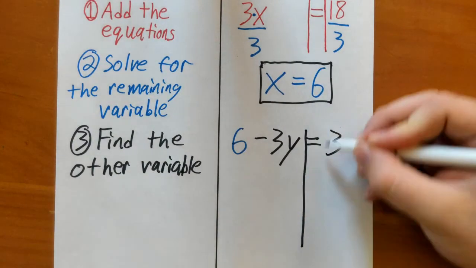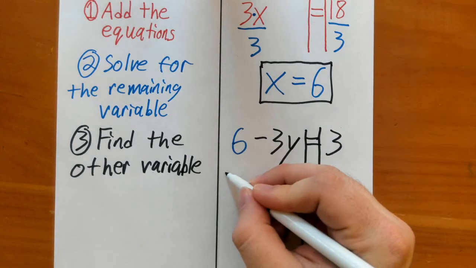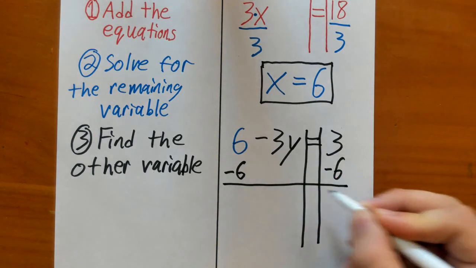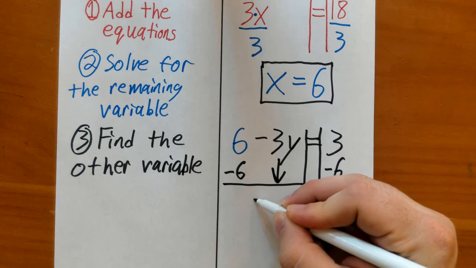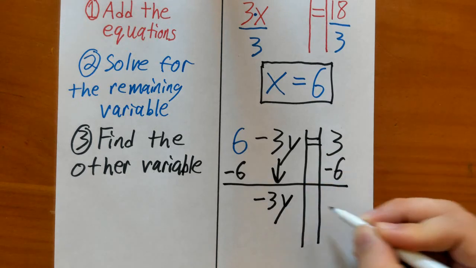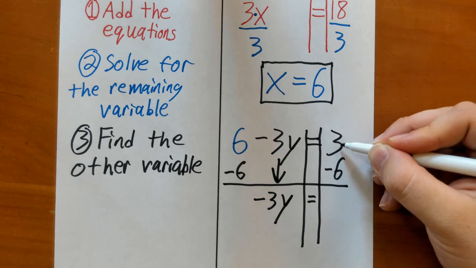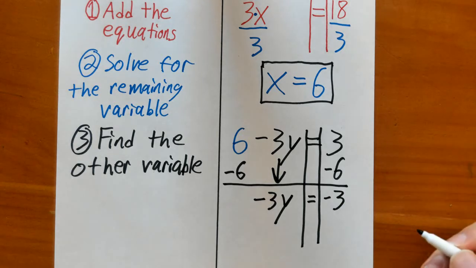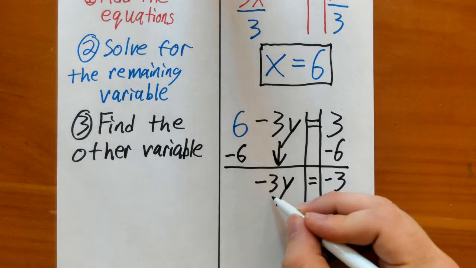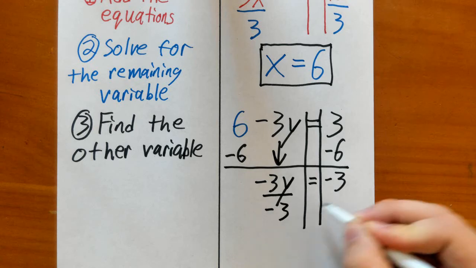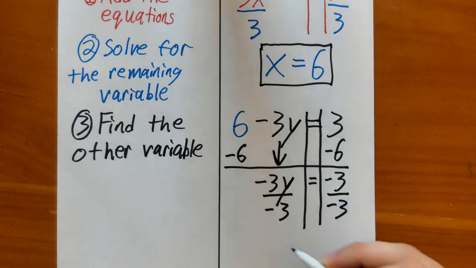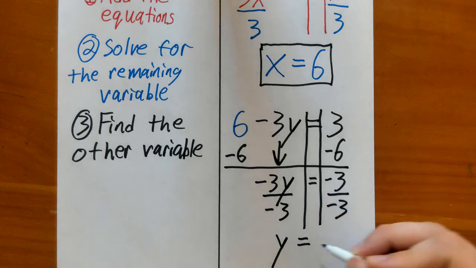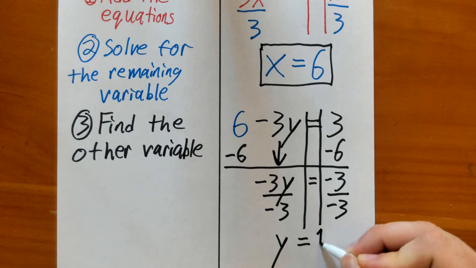Again, I'm going to draw my jail bars. I'm going to start by subtracting the 6 from each side. You're going to want to bring down, don't forget the sign here, it's a negative 3y. That's going to be equal to 3 minus 6, which is a negative 3. Second step for a two-step equation, you're going to divide both sides by negative 3. So y is equal to negative 3 divided by negative 3. That's just going to be a positive 1.